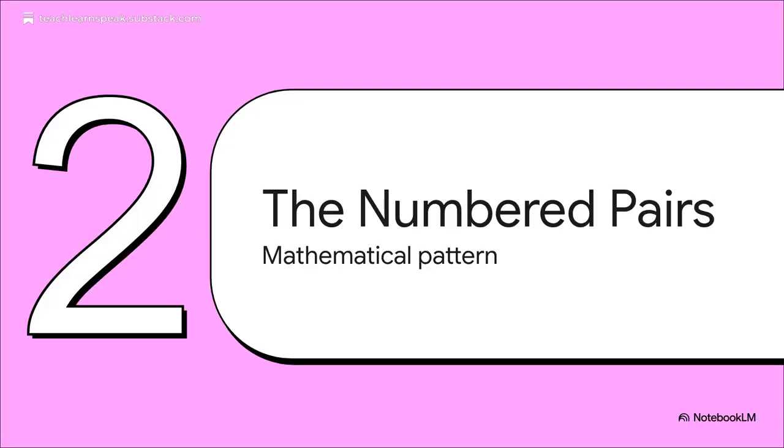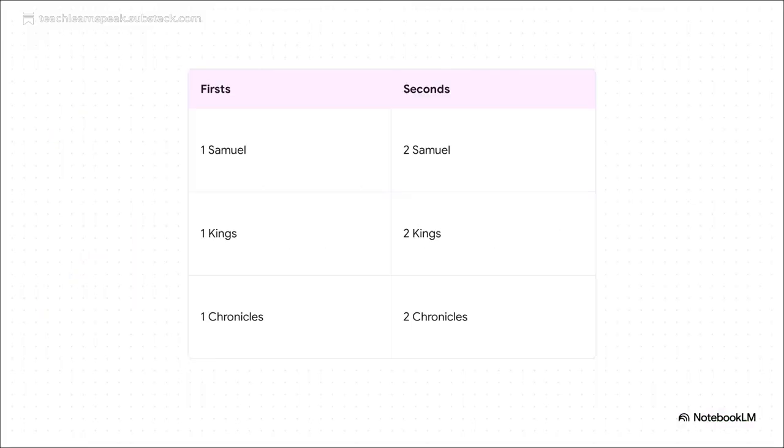Which brings us to Section 2, the numbered pairs. Now, the text does something highly unique here. It shifts away from single names entirely and gives us this beautifully symmetrical mathematical pattern. We have exactly 3 pairs of sequentially numbered books: 1 Samuel, 1 Kings, 1 Chronicles. And directly mirroring them, their counterparts: 2 Samuel, 2 Kings, 2 Chronicles. You do not have to memorize 6 random names here. You literally only have to remember 3 core words, Samuel, Kings, Chronicles, and just pair them up, firsts and seconds. It's like a massive buy one, get one free shortcut for your memory.